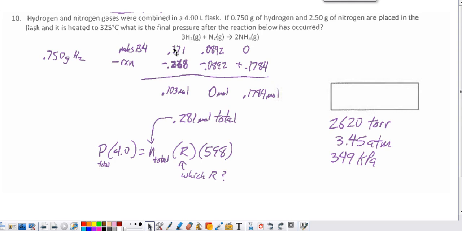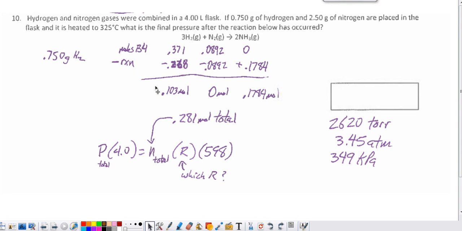Now, if you go through all this question, it just says final pressure. It doesn't ask for units, so I had to pick a unit. I didn't know which one you would pick, so I worked it out in every possibility. If you use 62.36, you get that. If you use 0.08206, you get this, and if you use 8.3145, you get that. Alright, ladies and gentlemen, thus ends the video that answers all of your questions and a couple more for A and B.